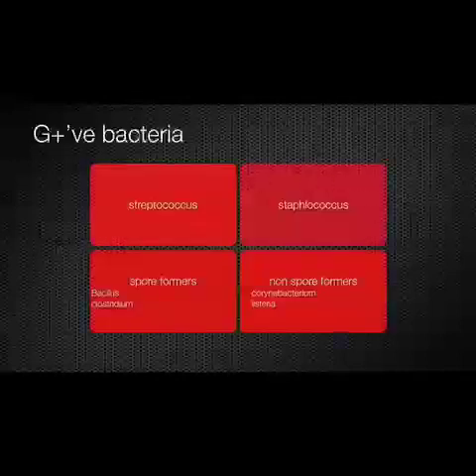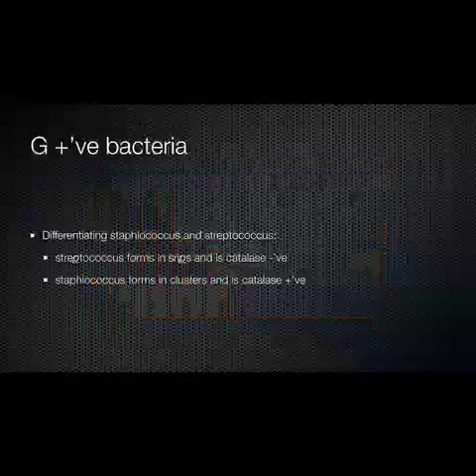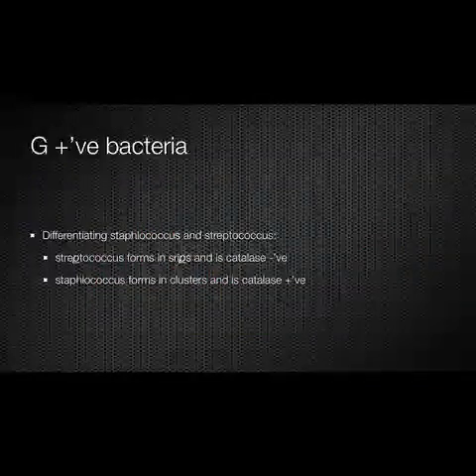Okay, there we have the list. Let's dive straight in and get on with Streptococcus. Okay, so how do you differentiate between staph and strep? Well, you can't do it clinically. But under the microscope, you can see that Streptococcus forms in strips, as we said, and is catalase negative, and Staphylococcus forms in clusters and is catalase positive.